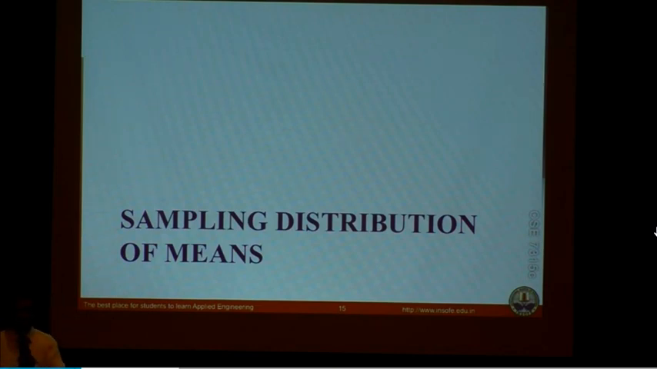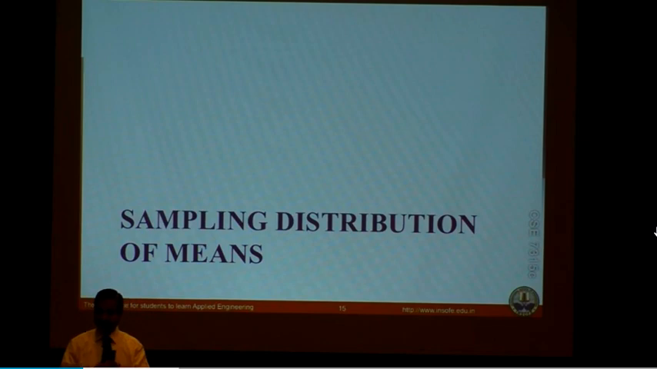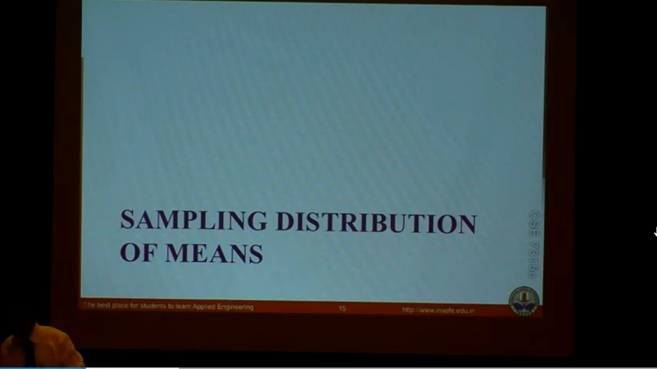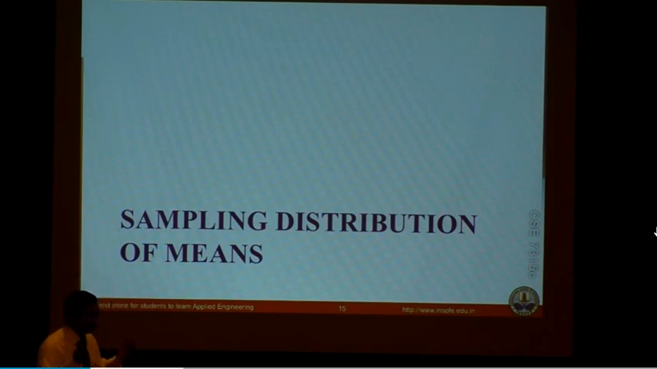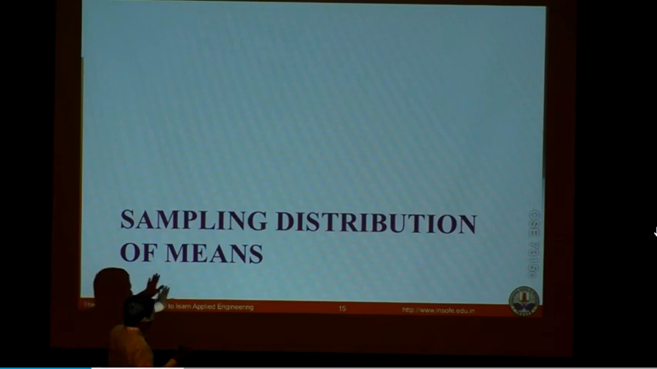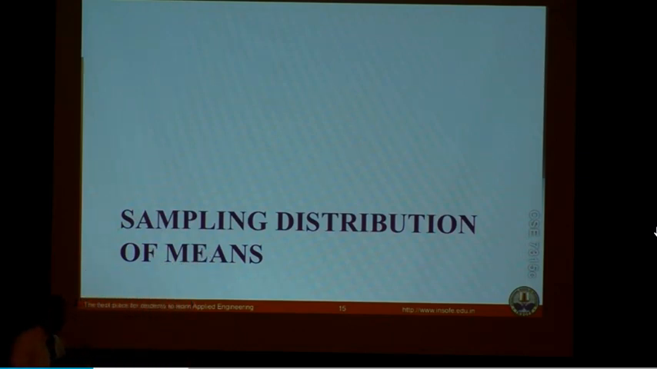Sampling distribution of means. Another distribution, but based on normal distribution. Now, from now on, everything is based on normal distribution. What does sampling distribution of means mean? These long phrases always confuse us. So, first of all, let's forget what is sampling. Distribution of means. Okay, it is some distribution of some mean.